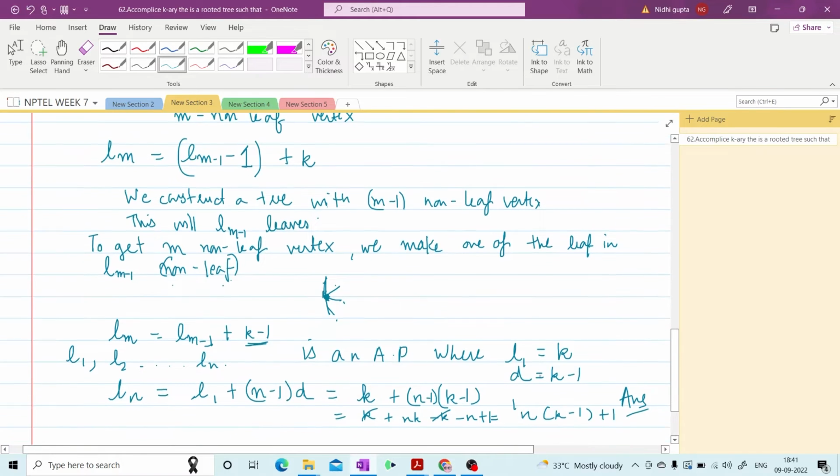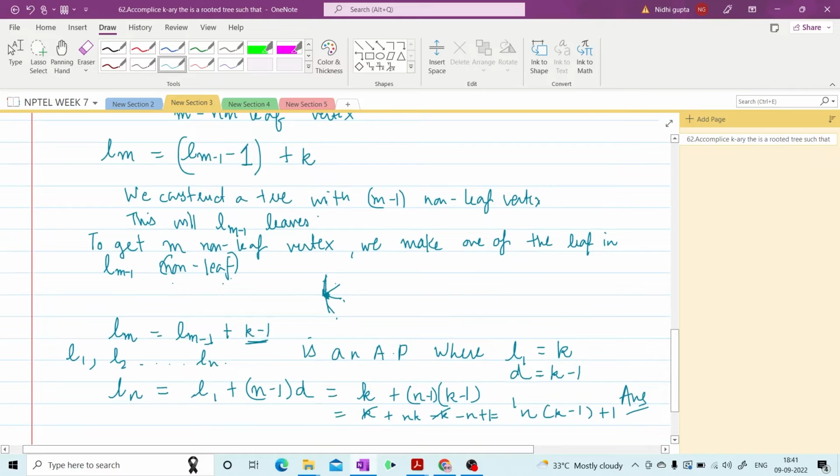So given a k-ary tree with n non-leaf vertices, the number of leaves is n(k minus 1) plus 1. Okay. Now next question.